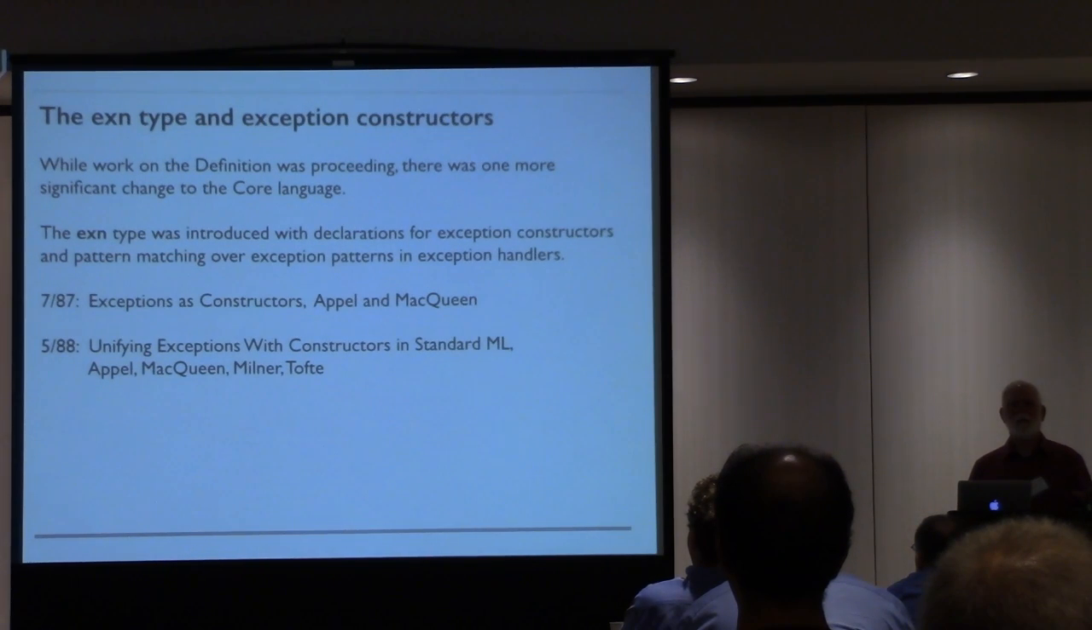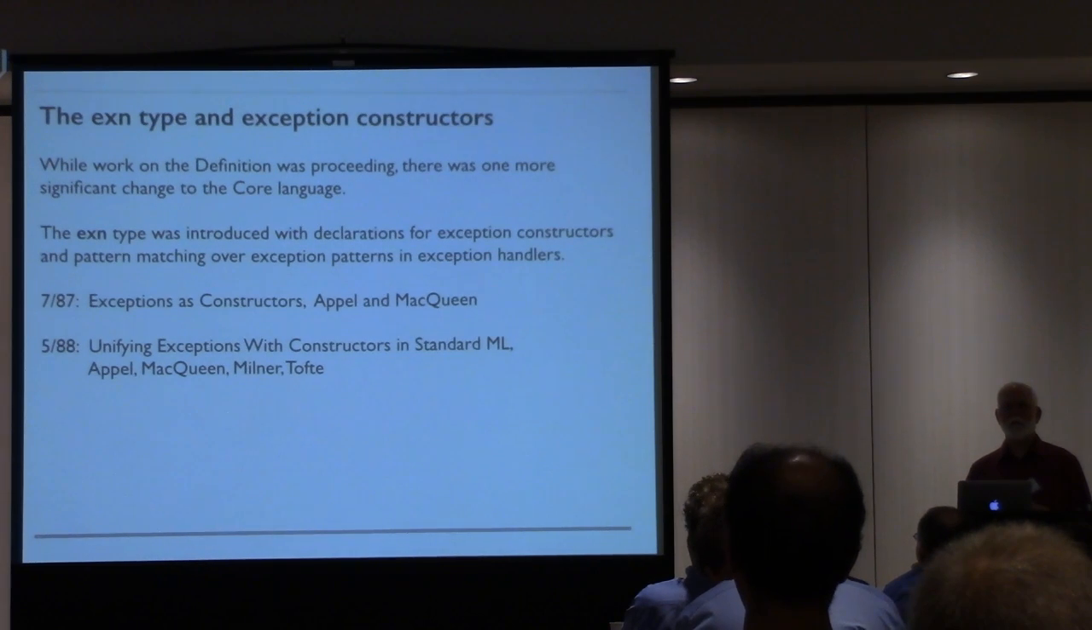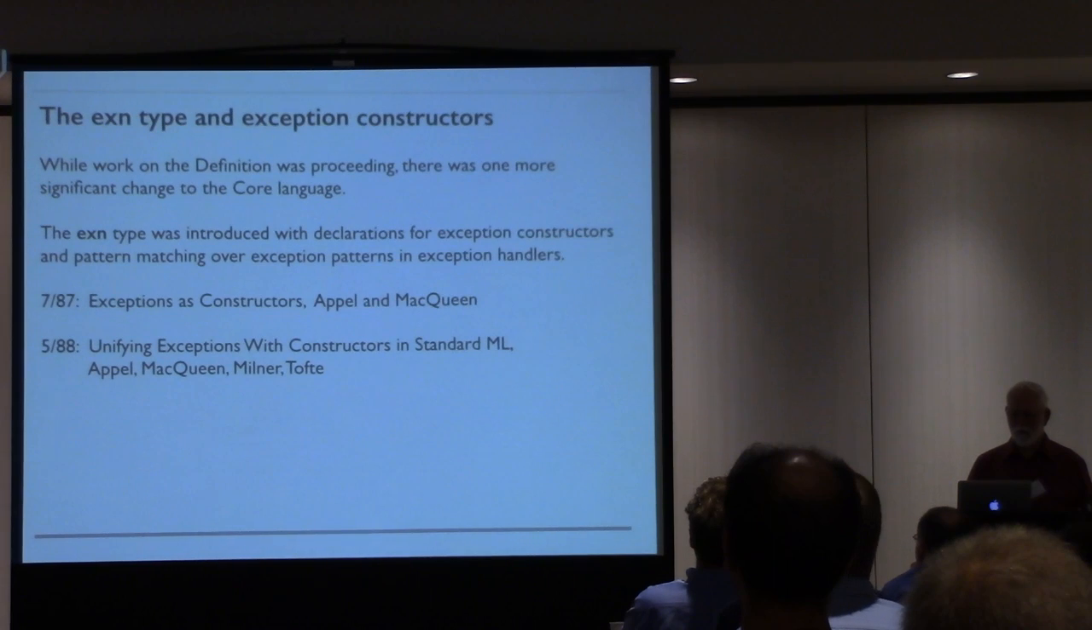One core language innovation took place rather late in the process. After the definition had started, there was the proposal to treat exception values as an extensible data type, where you would declare at will exception constructors, and then you could pattern match over the exception constructors in handlers. Andrew Appel and I wrote a proposal for that, and then that was updated and integrated into the definition with Robin and Mads Tofte.